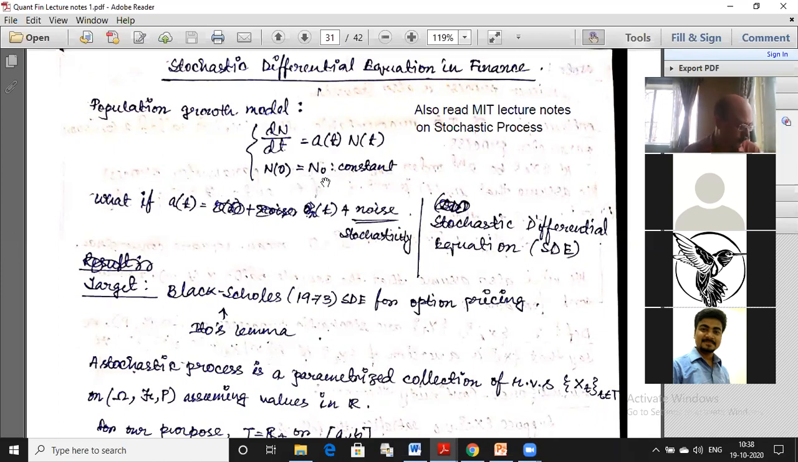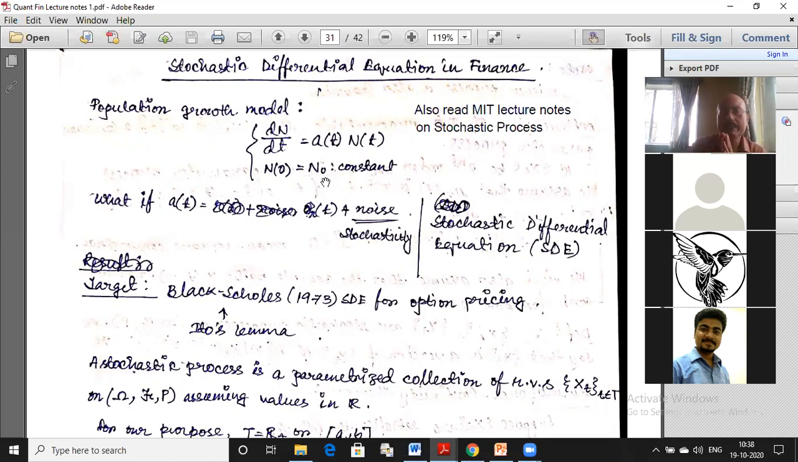That's the canonical population growth model, and we know how to solve it. It's very easy. Now, suppose I want to go further. I want to allow for some uncertainty in the growth rate. So basically, I want to allow uncertainty in a(t). So a(t) is a function of time. I also want to make it a random variable. In other words, I want to make it a stochastic process. It's time dependent, and I want to make it uncertain.